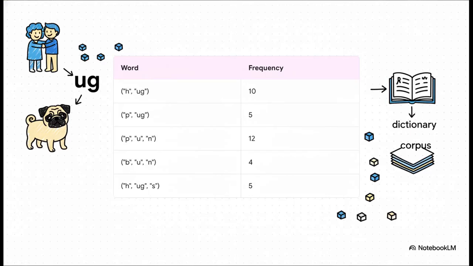Okay, so we perform our first merge. The pair U, G becomes the new token UG. We add UG to our dictionary, and then we update our corpus. See how the words hug and pug on screen are now represented a bit differently?